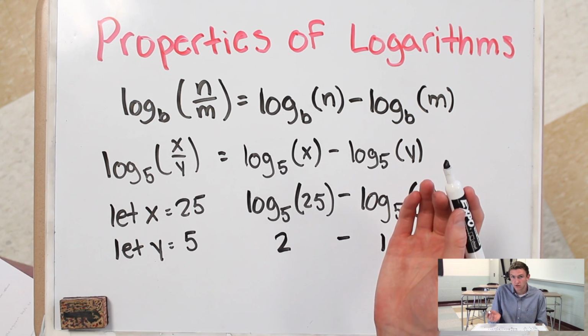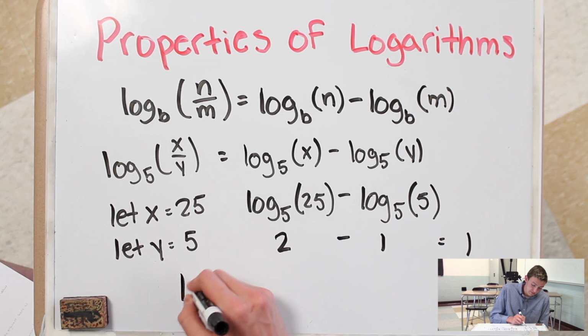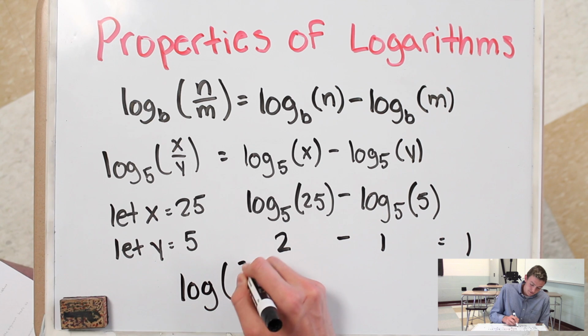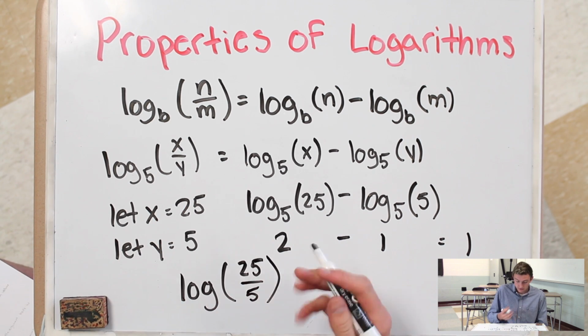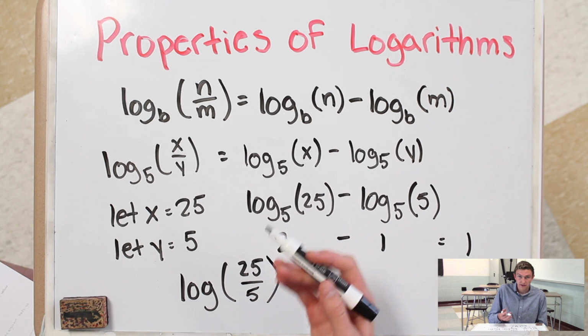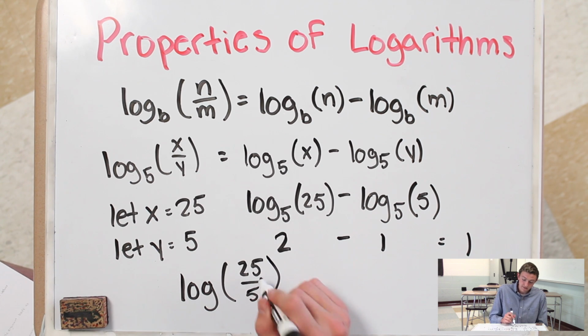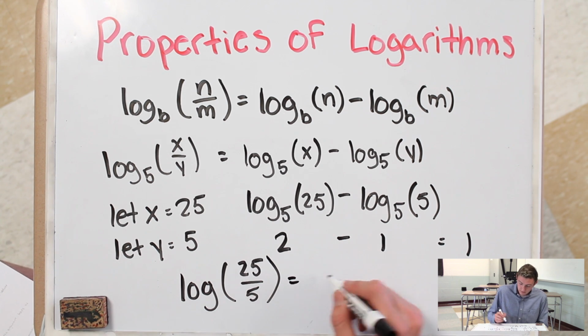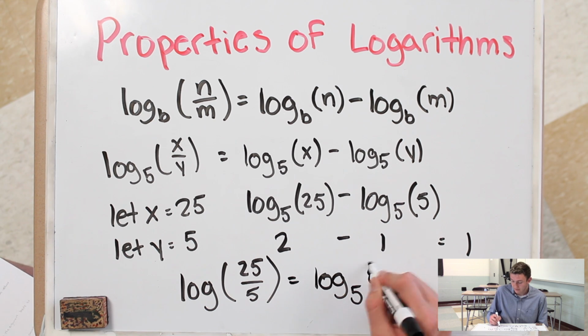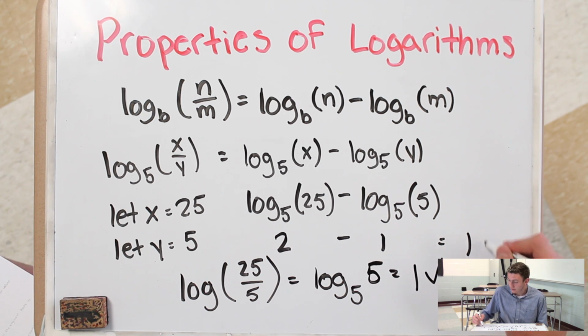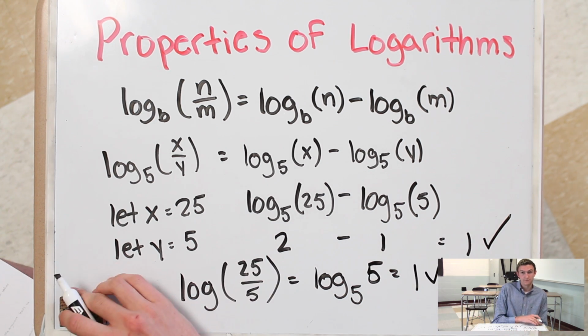So, just to show you that this works, we're going to have log base 5 of 25 over 5. Instead of expanding, you can also just divide the arguments. So 25 divided by 5 is equal to log base 5 of 5, which equals 1. Notice that they're equivalent.